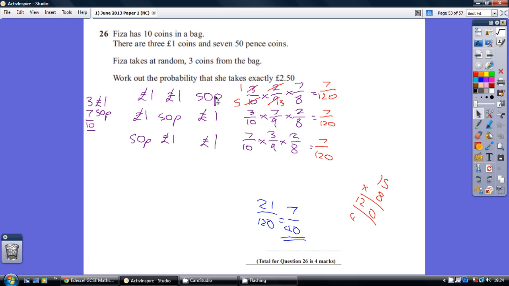So looking at the first option first, the chance of getting a pound with your first pick is 3 out of 10. Then getting a pound with your second pick, well, there are only 2 £1 coins left now, so it's 2, but remember, it's out of 9. One of the coins is already gone, so that's 2 out of 9. And then thirdly, what's the chance that your third pick will be a 50p? Well, you've still got 7 50p coins, but there are now only 8 coins to choose from. So that's why it's now 7 out of 8.